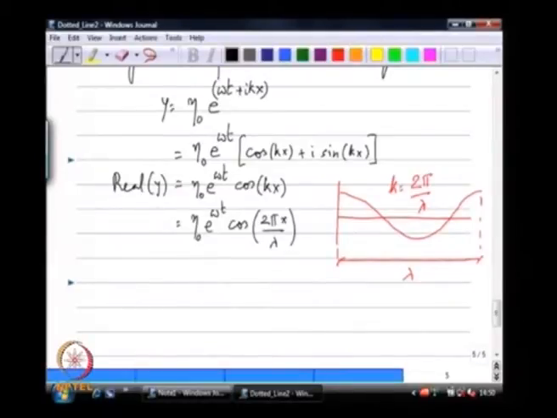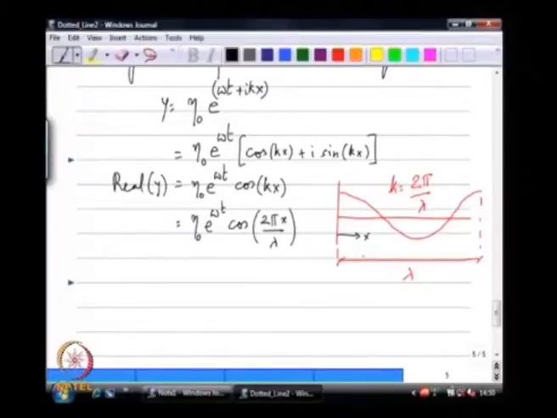So, when x equal to lambda, the phase angle of this wave is equal to 2 pi. When x equal to 0, the phase angle is 0. The phase angle goes smoothly as a linear function of the distance from this point here. If I define k to be equal to 2 pi by lambda, k is a wave number and has units of per meter.